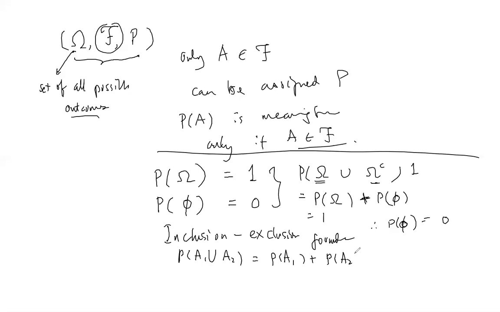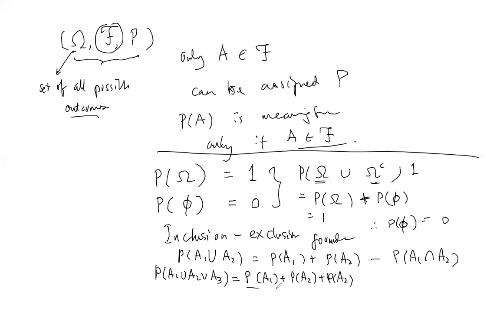Plus A2, and then you subtract the intersection. The same applies if you have 3 sets. The first part you add all 3, then subtract all the pairs: A1 A2, A1 A3, plus A2 A3, right? It's very easy to remember.